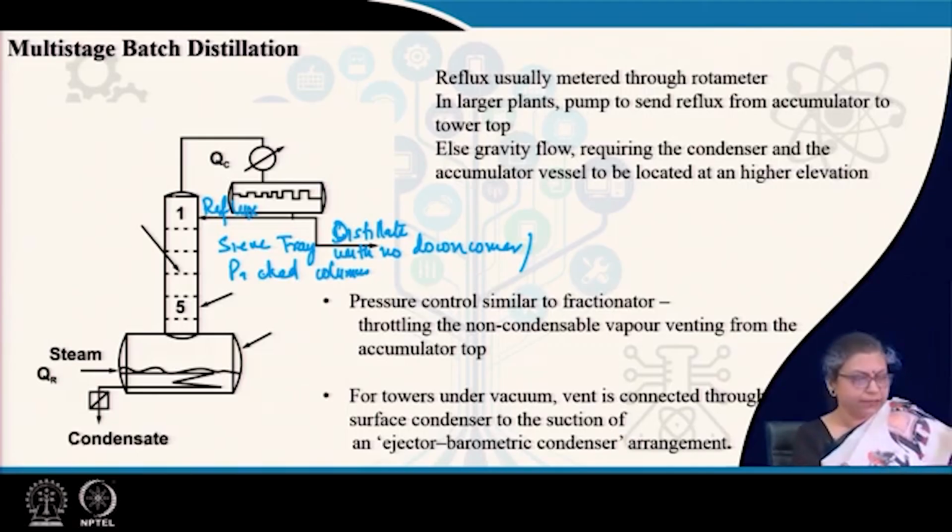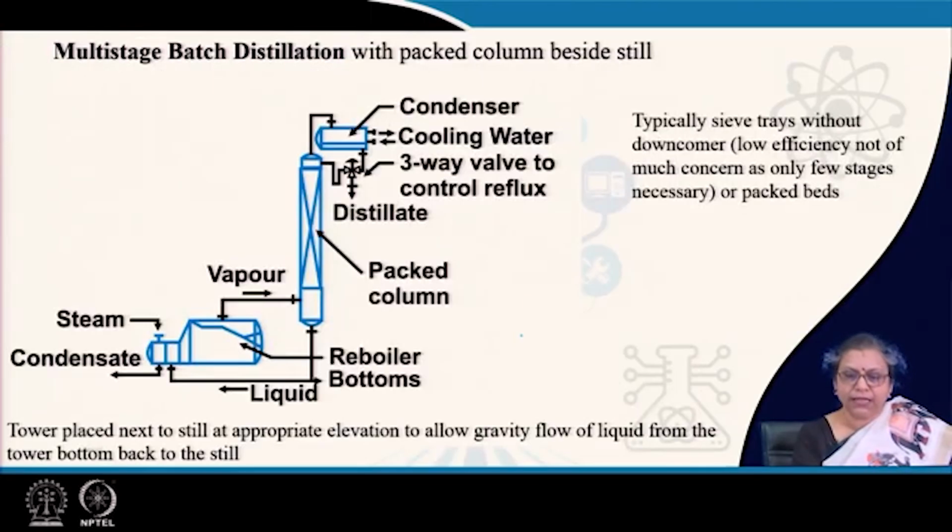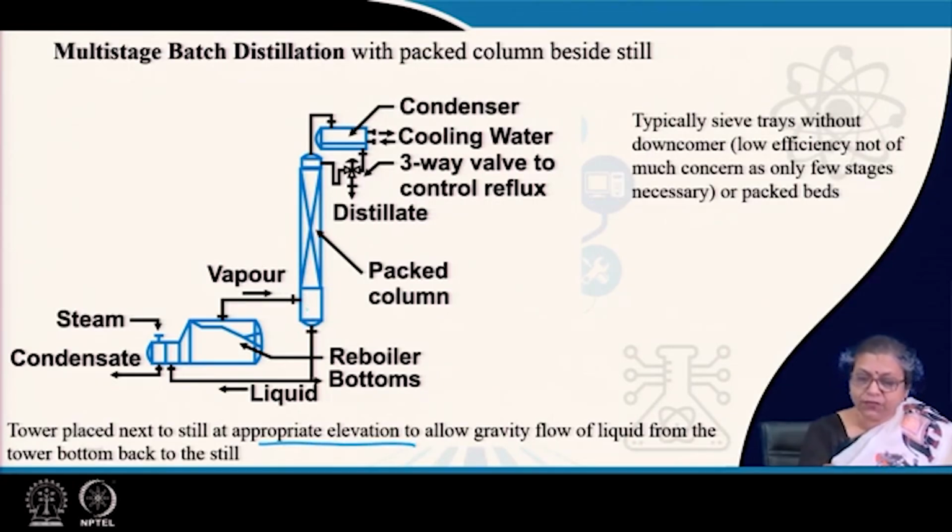So, naturally, what do we usually find? For small units, the column is located just above the still, and for larger systems it is usually located by the side. But when it is located at the side, it is important that it is located at an appropriate elevation, such that when the liquid is falling down from here, it can enter the still by gravity flow. And since it is a rectification section, it is just a rectification section of a fractionator.